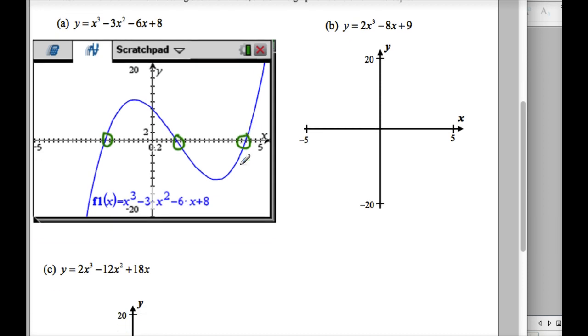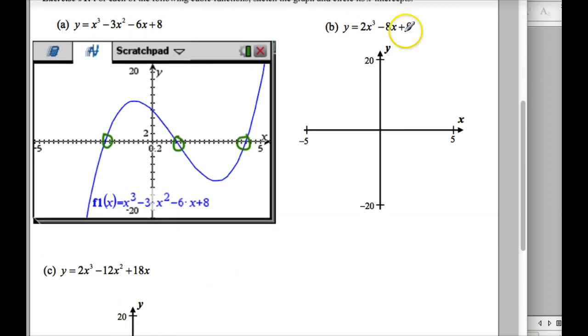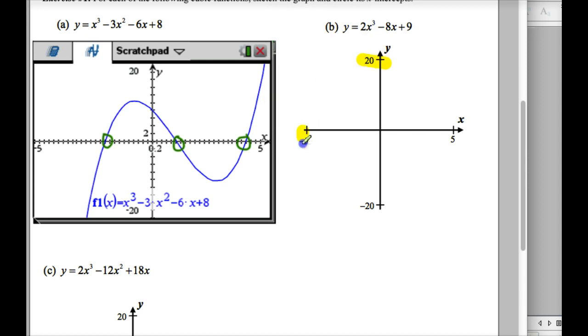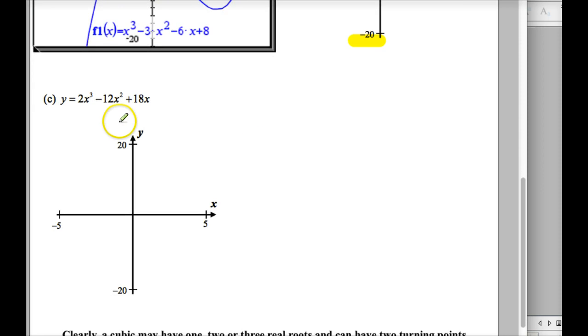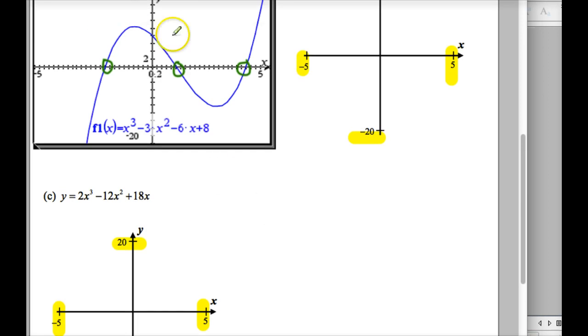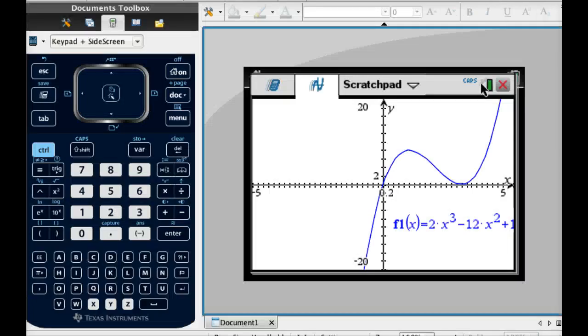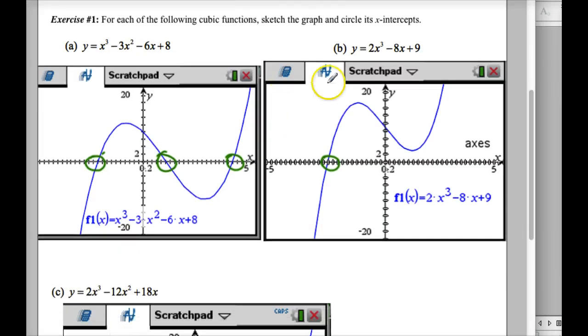So I want you to pause the video, try B and C. I really want you to practice getting these window settings. Notice the windows. This is what you need to make sure it's set at. Look at the parameters that I gave you. Same goes for C. So take a minute, pause the video, and try to graph these and circle their x-intercepts. Go ahead.